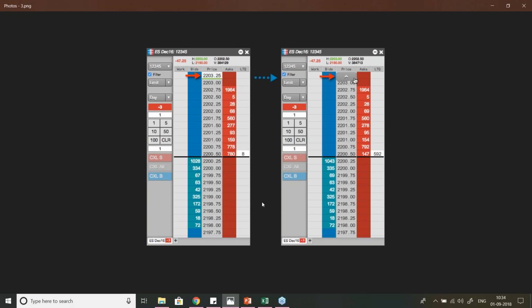So we have to check the NSE and BSE order books. Yes, if that particular stock or whatever underlying asset is getting traded in two exchanges, then you definitely have to check both the order books.